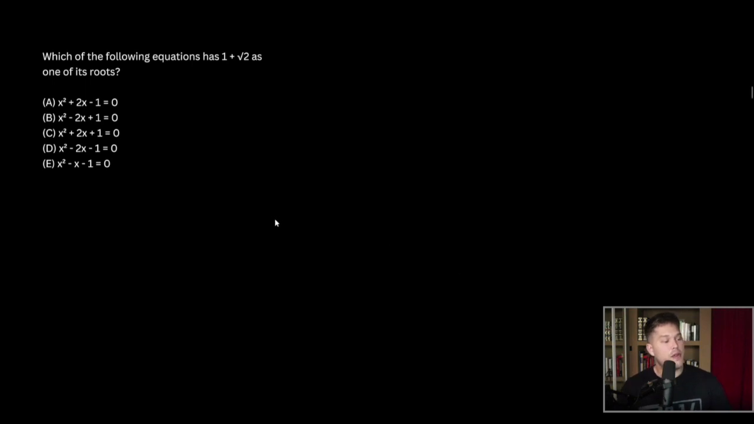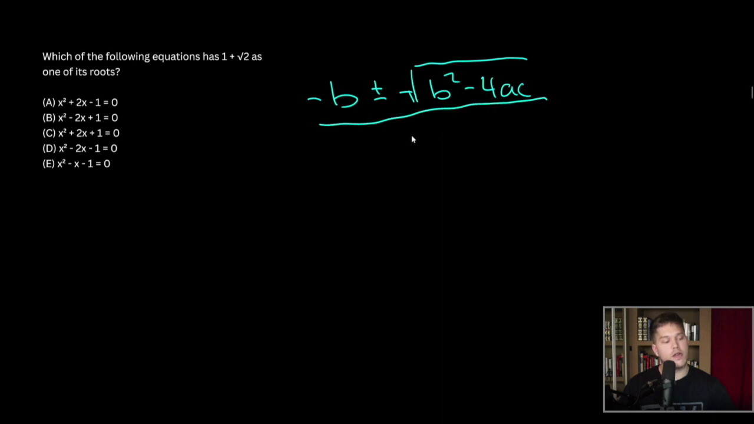Excellent. Which of the following equations has 1 plus the square root of 2 as one of its roots? All right. So for this problem, I think it would be best to use the quadratic formula. So the quadratic formula is negative b plus or minus the square root of b squared minus 4ac, and all of this is over 2 times a. Now we want the root to be 1 plus the square root of 2. So when all said and done, we want this to equal 1 plus or minus the square root of 2.